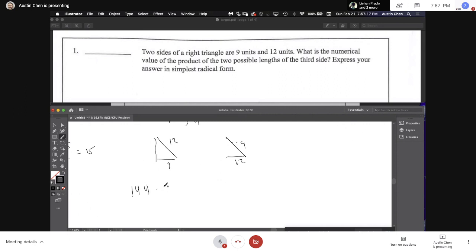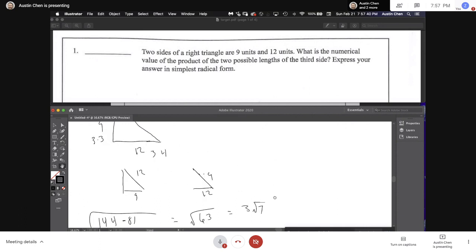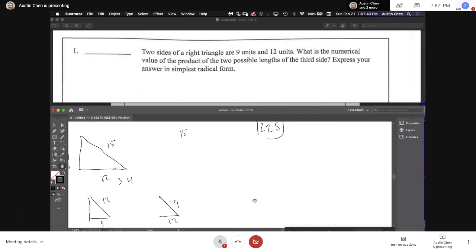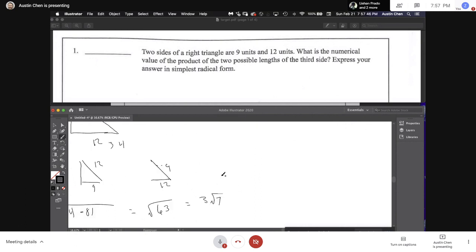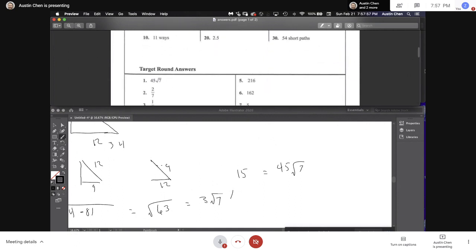So then let's find what the third side is. By the Pythagorean theorem, it's going to be 12 squared minus 9 squared, which is 144 minus 81, which is equal to 63, square root of 63. And then we can take out a 9 from this, and it would be 3 root 7. So then our two third side lengths are 15 and 3 root 7. So then we multiply these together, and we have 45 root 7. Simplest radical form. That is correct. That is our answer.